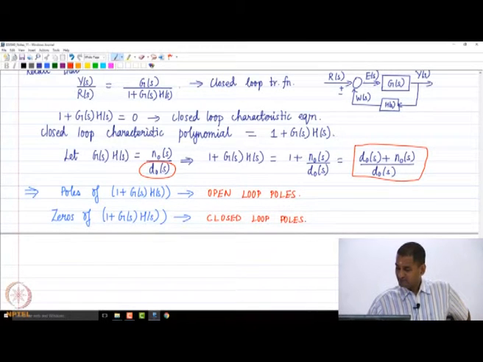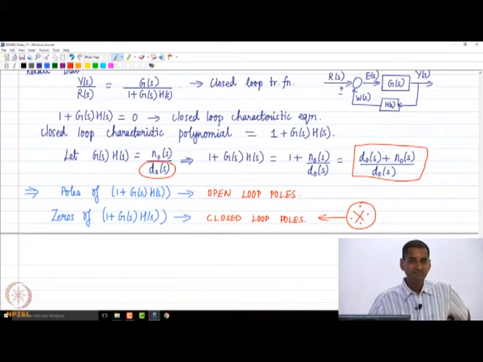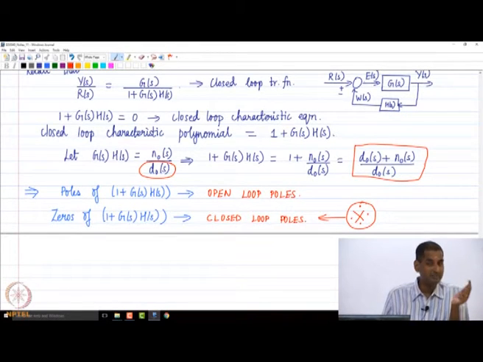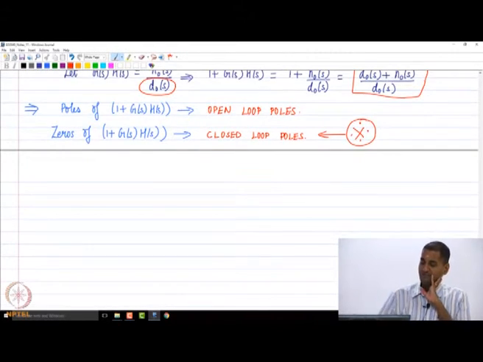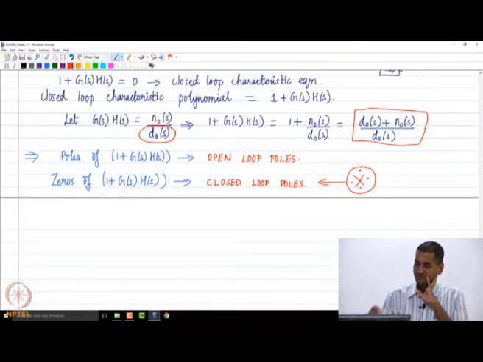This is the one which is of importance for us, because when we design the closed loop system, we are worried about the closed loop poles. Open loop poles are already given to us. We are worried about what the closed loop poles are. In other words, what are the zeros of 1 plus G(s)H(s)? Is it clear? Now, please remember this terminology. We are going to pose a question.